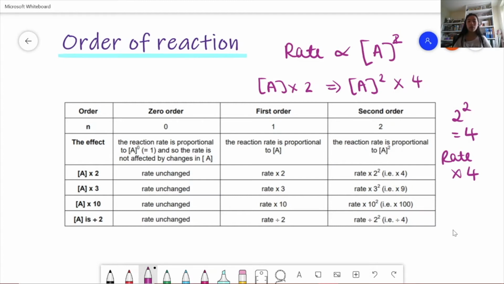So for example, for the concentration of A times by 10, you'd then do rate times 10 squared. And then when A is halved, so when it's divided by 2, then you do rate divided by the 2 squared. So basically you put whatever number it is of the concentration into the concentration bracket. It's that kind of idea. So that's how you work out how the rate has changed depending on the concentration of the reactant.